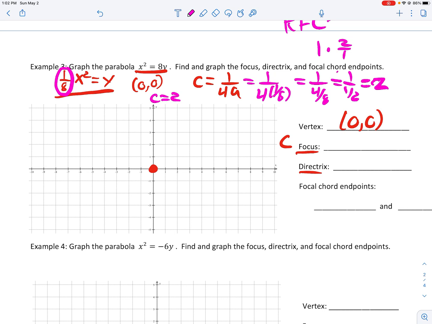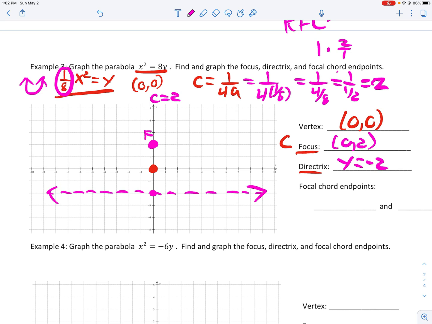Since it's a positive x squared, I know it's going to open up. So I'm going to go up 1, 2. There's my focus, 0, 2. Then I'm going to go down 1, 2. It's not a point, that's the directrix. So I'm going to put a dashed line here. This is going to be y equals -2.